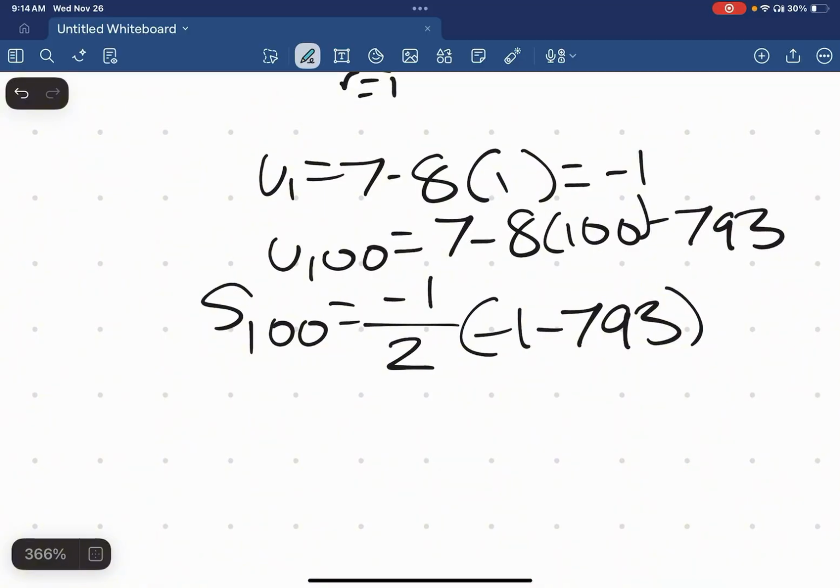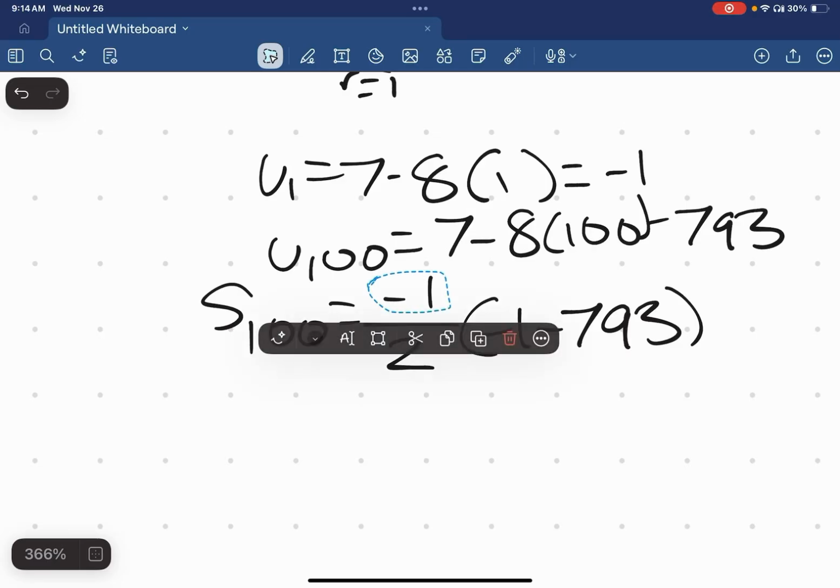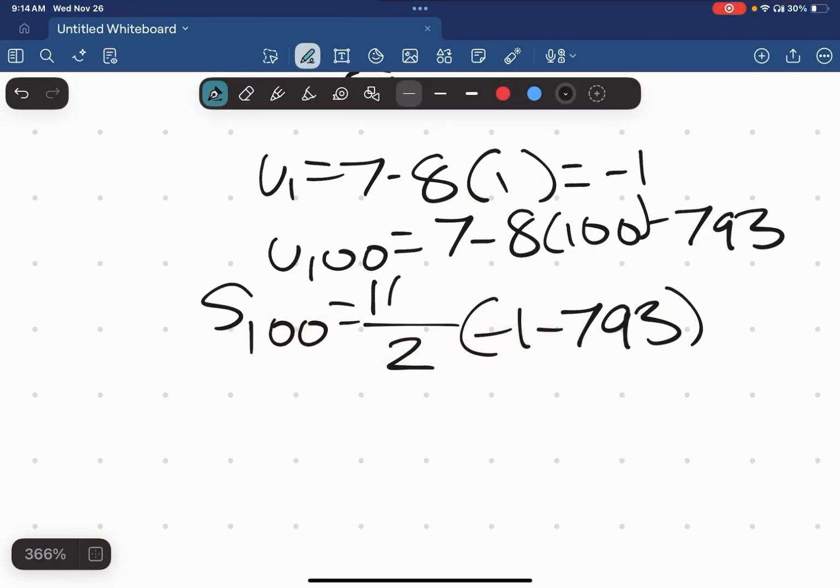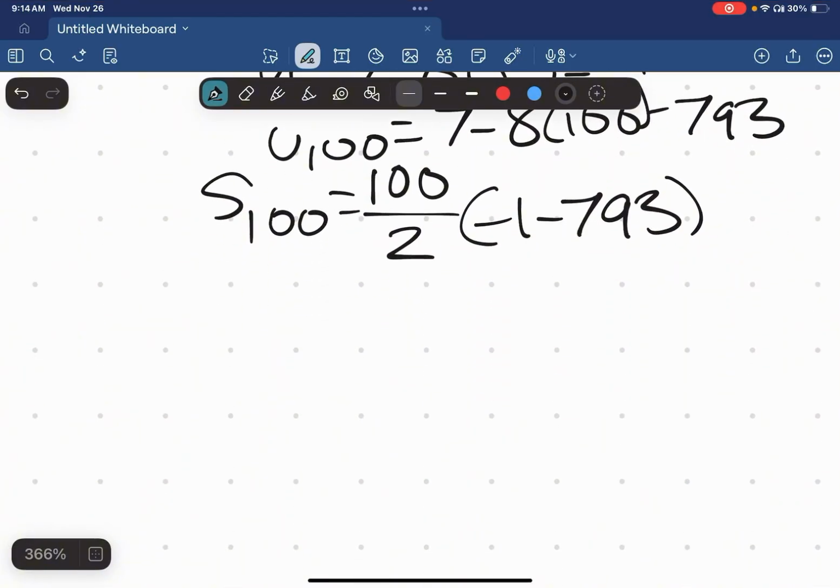Sorry. I just realized. Okay. I was about to say, well, what did I do wrong? That's not u1. The number of terms in the series. Okay, yeah, 100 divided by 2. Okay, there we go. Jeez, I was about to say. Okay, and that gets us negative 39,700.